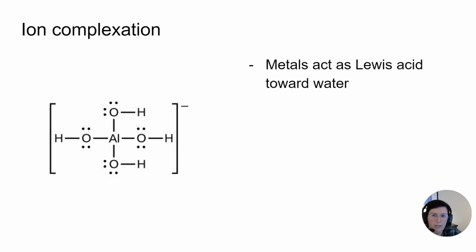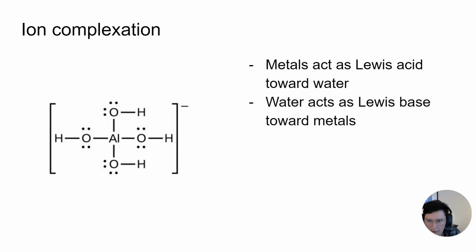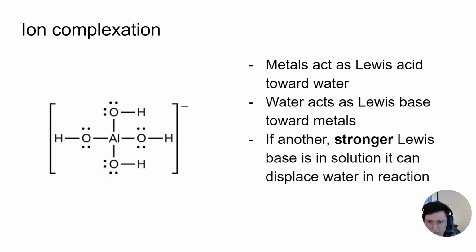Well, metals can act as a Lewis acid toward water, so they can accept electrons from water because they're generally positively charged. Then water, in this case, just on the inverse of that, is acting as a Lewis base towards metals. But it's not all that strong because water is polar, and as you saw on the other slide, it's not actually charged or anything. It's just polar and has some relatively free electrons to move around. And so if another stronger Lewis base is in the solution, it can essentially pop off one of those waters and replace it with this complex.